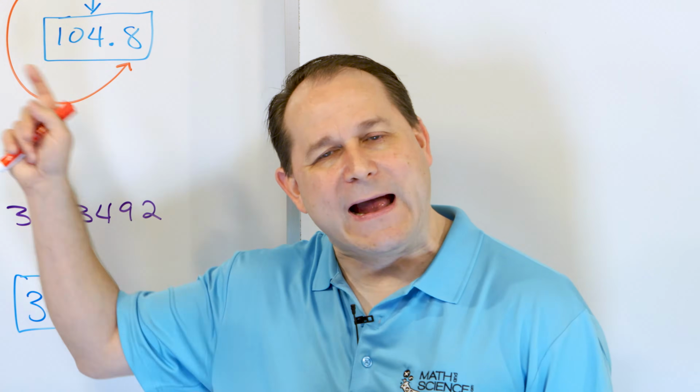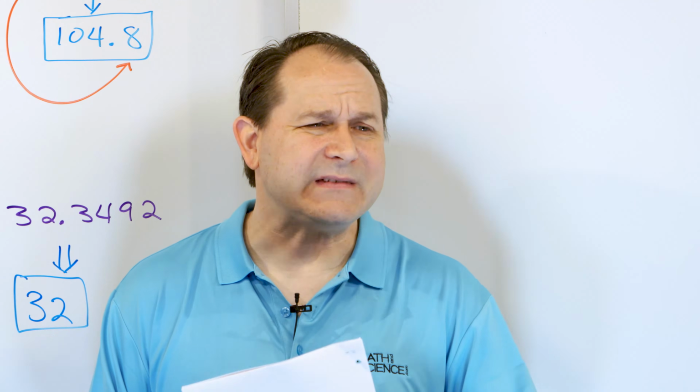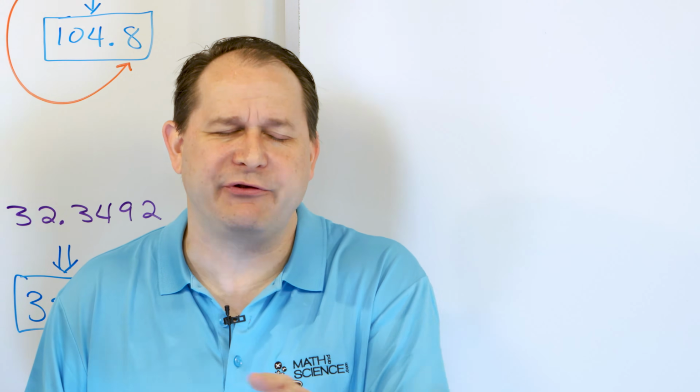So we have rules for adding and subtracting. We have rules for multiplying and dividing. And then we are told that we have exact numbers. You kind of ignore those when it comes to significant figures.